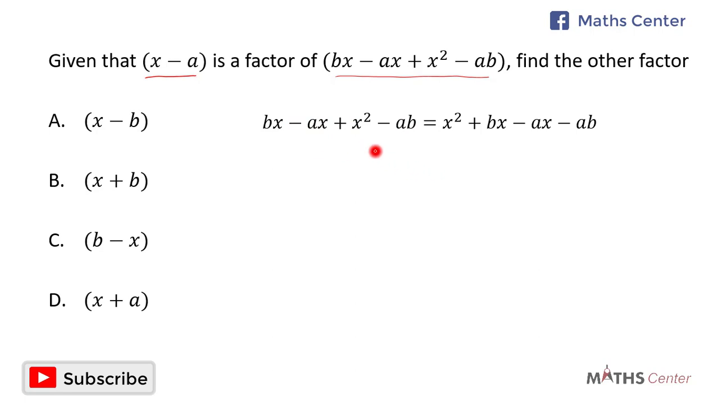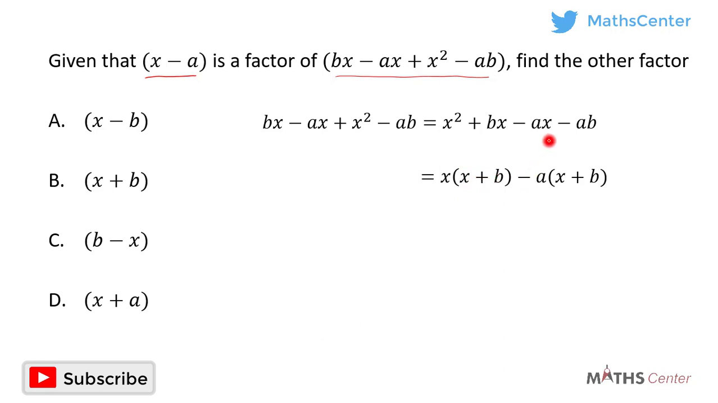I'll rearrange it such that terms with common factors follow each other. And so I'm going to have x squared plus bx minus ax minus ab. The first two terms have x as a common factor, and the next two terms have a as the common factor. So for the first two terms, I'll factorize x out. When I do that, I'm going to have x into brackets x plus b.